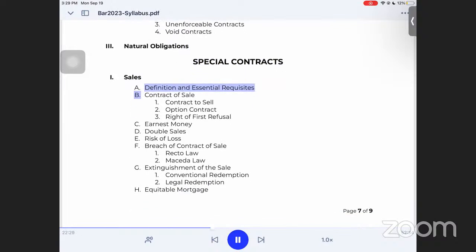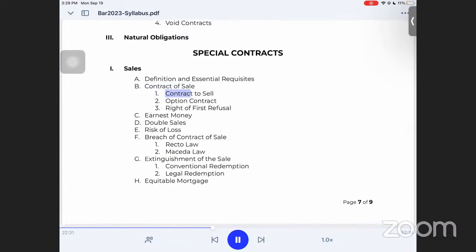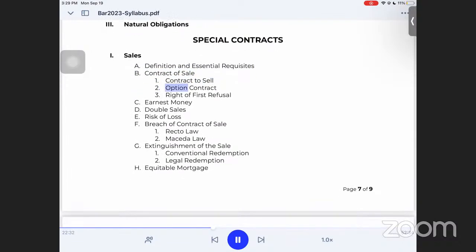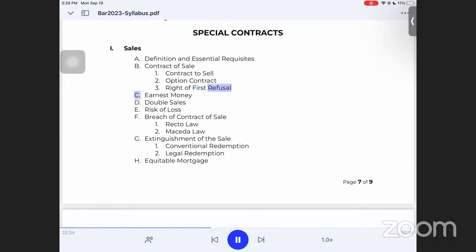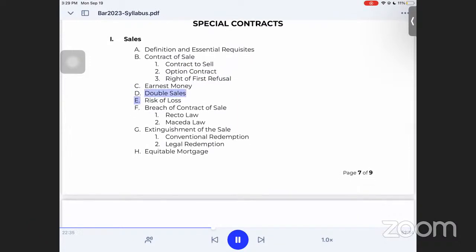A. Definition and essential requisites. B. Contract of sale. 1. Contract to sell. 2. Option contract. 3. Right of first refusal. C. Earnest money. D. Double sales.